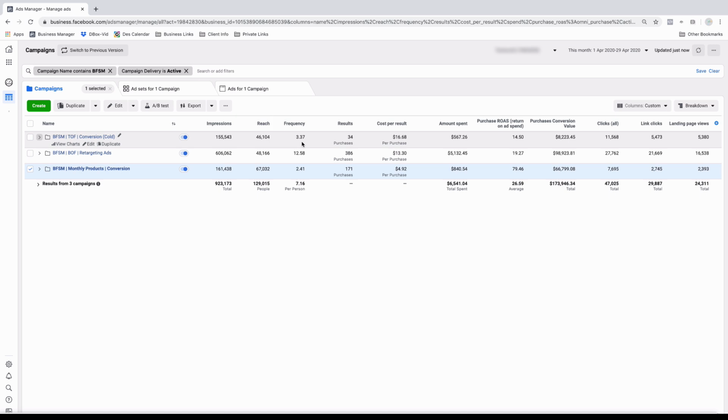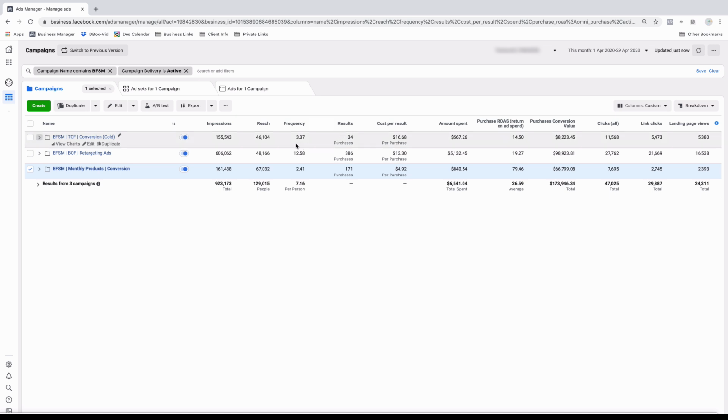Being a cold audience, a lookalike audience, I'm okay with that. People need to see your brand multiple times in order to start to trust it. Because these are dynamic product ads, they're probably seeing different ads each time. So although they are seeing ads 3.37 times, they're probably not seeing the same ad 3.37 times because this is dynamic product. From here, we can see our results.